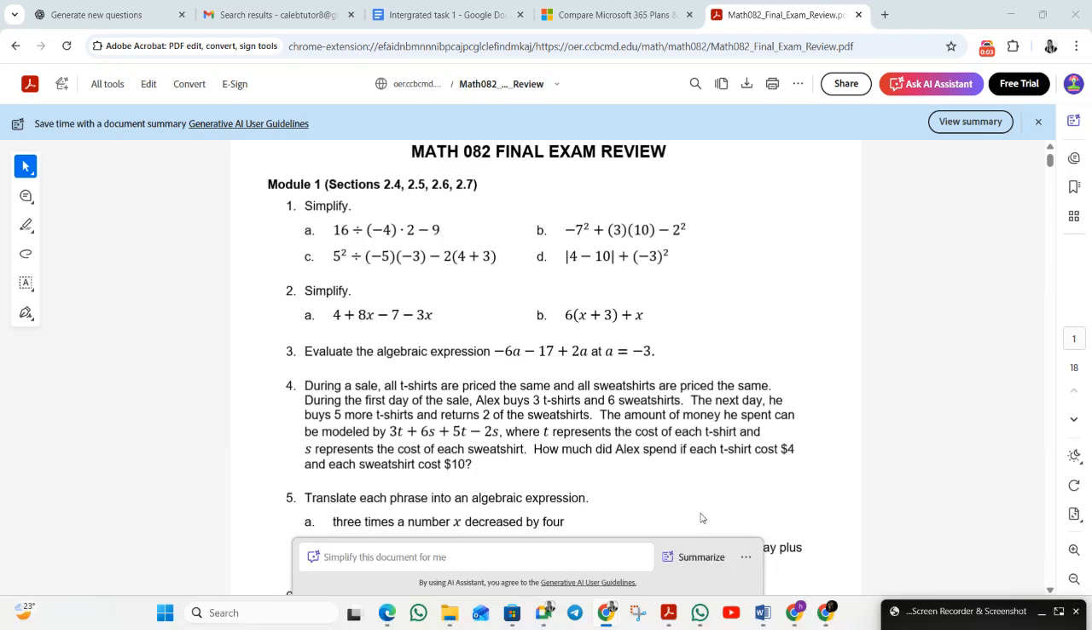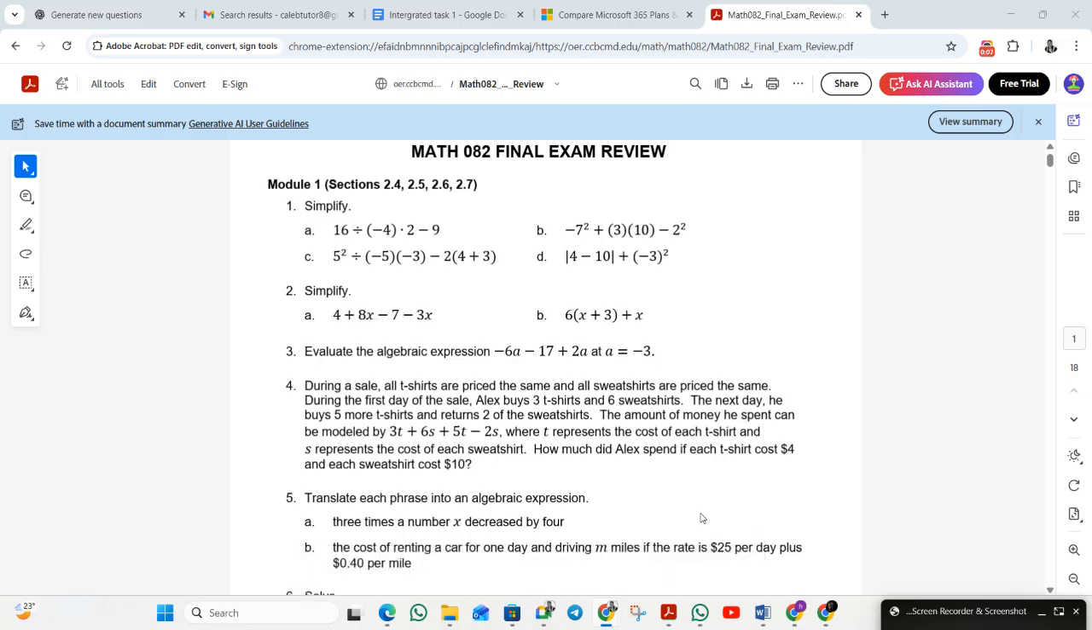So question 2 says simplify 4 plus 8x minus 7 minus 3x, and b, 6 into x plus 3, plus x. Try to do that.